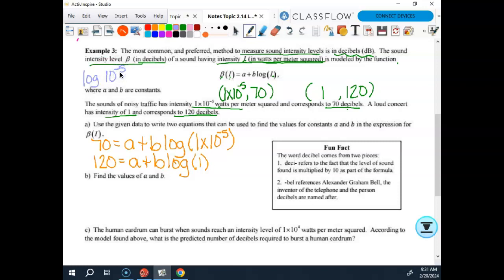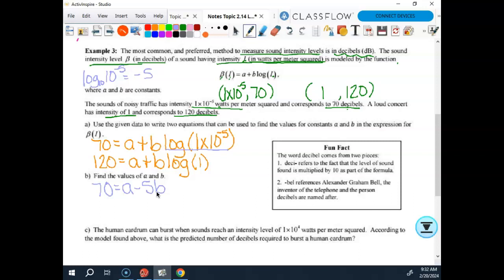What's the base on this log? 10. So if I have log base 10 of 10 to the negative 5th, what does that give me? Negative 5, right? So when I rewrite this one, I get 70 equals A, and then this whole thing became negative 5. That's going to be minus 5B. See how that works? If you need to write down more to get there, you can. There's not a lot of space here, but you'll have plenty of space on the actual test.